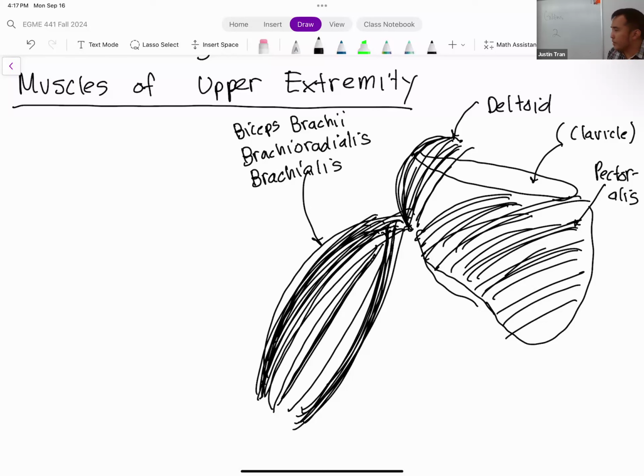Most of the time, we don't really differentiate between those three because they're so close to each other. But there are three distinct muscles in there, even though they're all responsible for the same motion, elbow flexion.